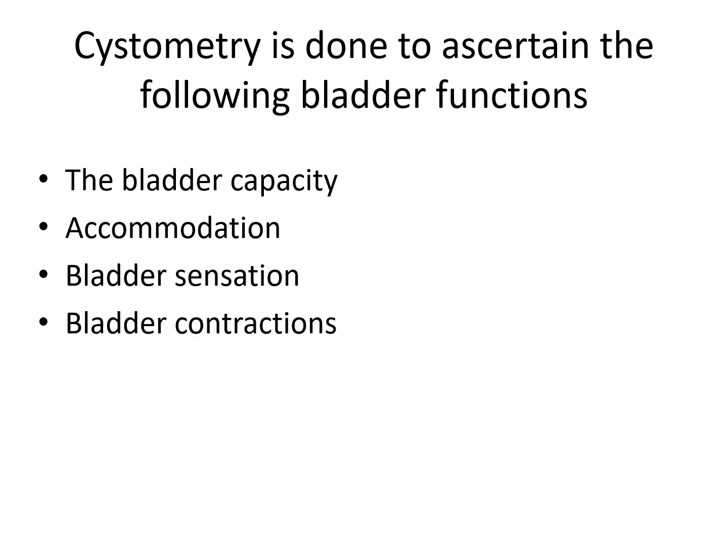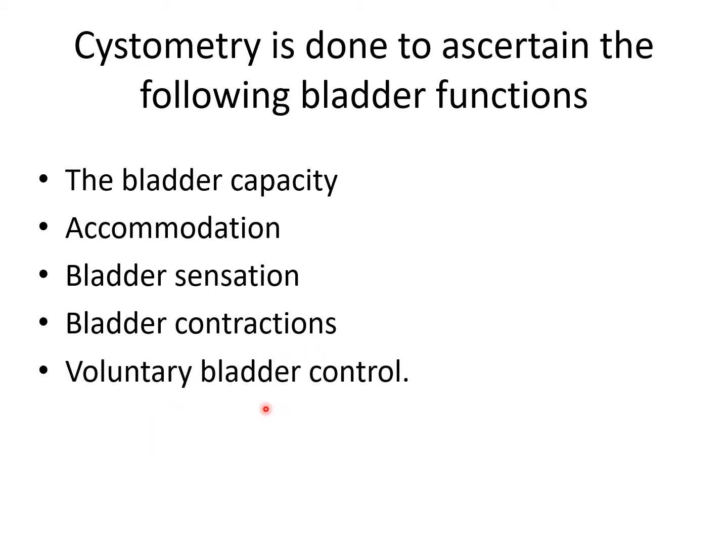Next, by cystometry, we can also know about the bladder contraction. So bladder contraction is assessed from the ability of the bladder to contract when it is full. So whether the bladder is contracting at 400 ml of accumulation of urine, or it is not contracting, or it is contracting at a lower volume, or the bladder is overactive.